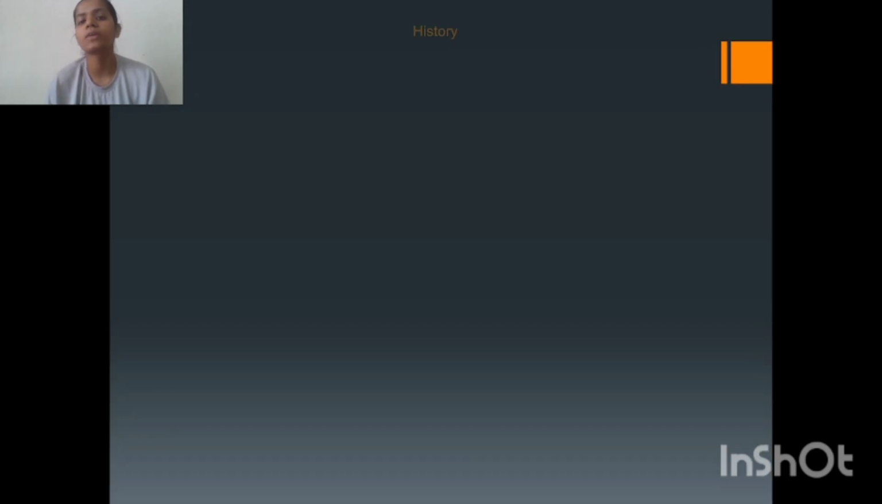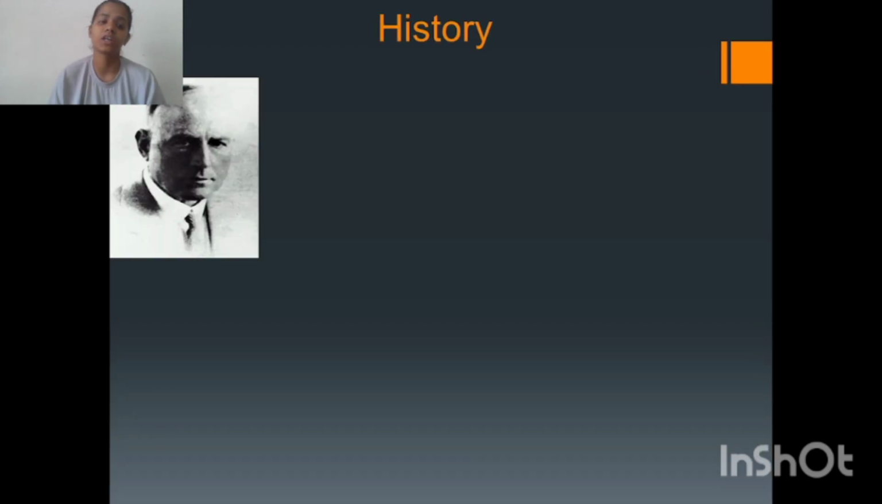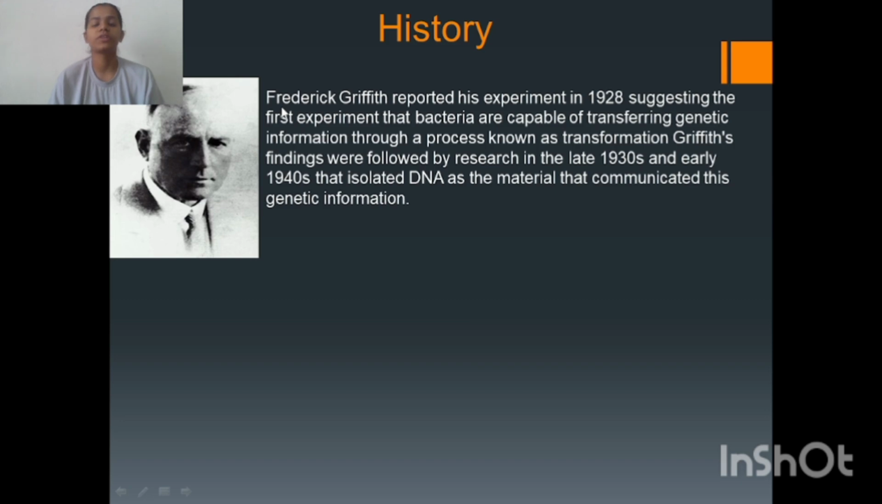Now we are moving about its history. Which scientist discovered it? The scientist Frederick Griffith. He reported his experiment in 1928, suggesting first experiment that bacteria are capable of transferring genetic information through a process known as transformation. Griffith's findings are followed by research in the late 1930s and early 1940s that isolate DNA as the material that communicates this genetic information.